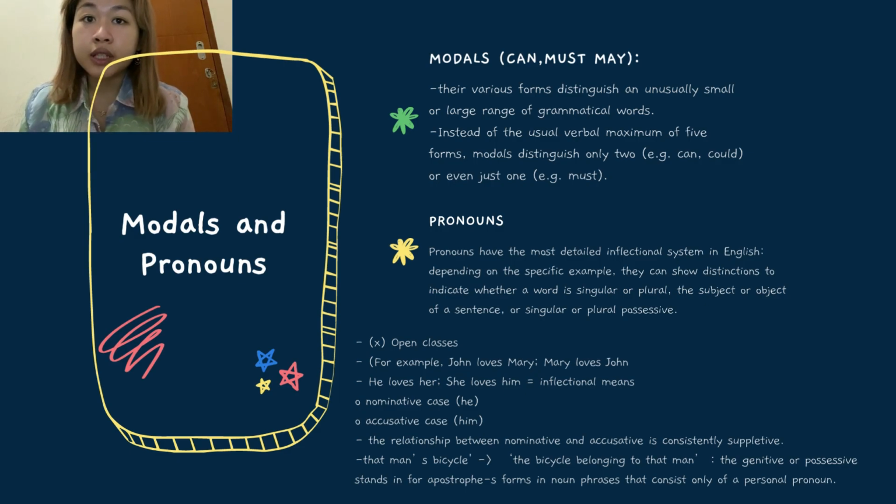For another example, that man's bicycle: the bicycle belonging to that man. The genitive or possessive stands in for the apostrophe-s formed in noun phrases that consist only of a personal pronoun.